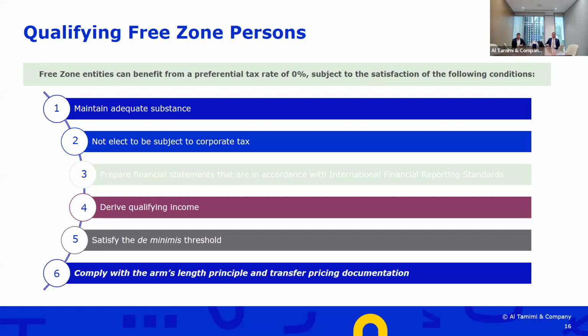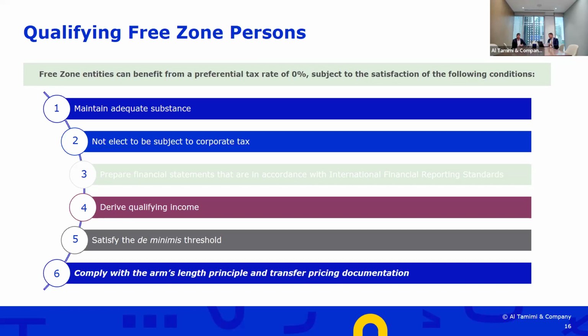And secondly, the companies need to make an election not to be subject to corporate tax. The companies also need to prepare financial statements in accordance with the international financial reporting standards, and these financial statements must be audited in order to qualify. And they also need to derive qualifying income, and this is one of the most critical conditions, in the sense that it is not automatic or just a tick box exercise.